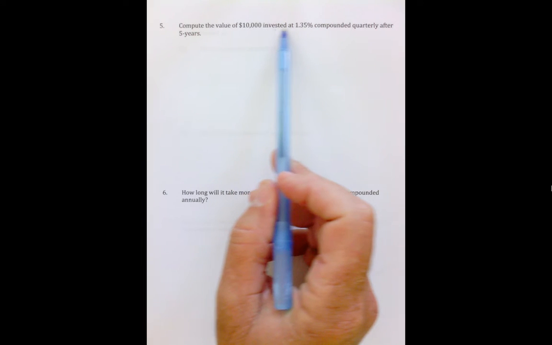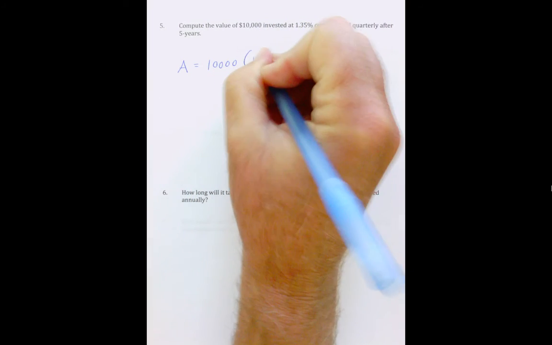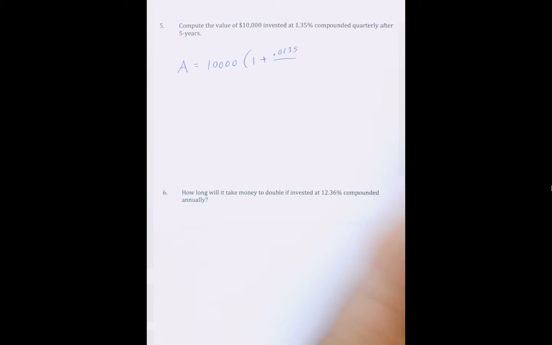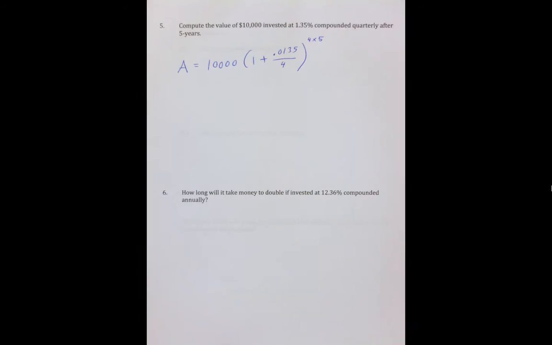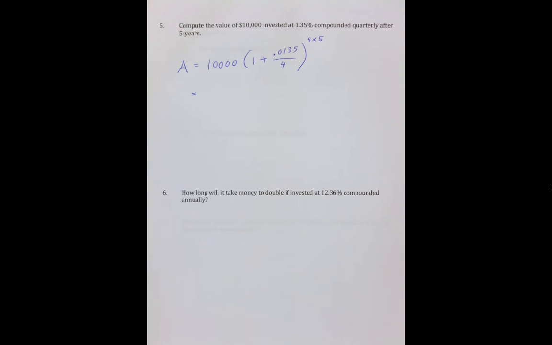All right, number 5: compute the value of $10,000 invested at 1.35% compounded quarterly after 5 years. Okay, so we need 10,000. Our rate is 0.0135, compounded quarterly, 4 times 5. The only reason I put this on this worksheet is because it's exactly like one we did before. I just wanted to see if you can put this in your calculator and get the correct answer.